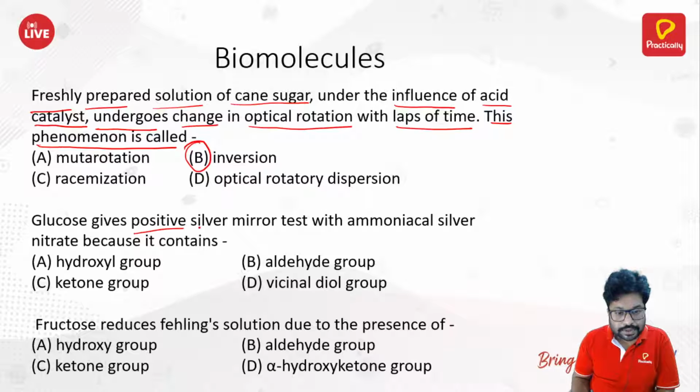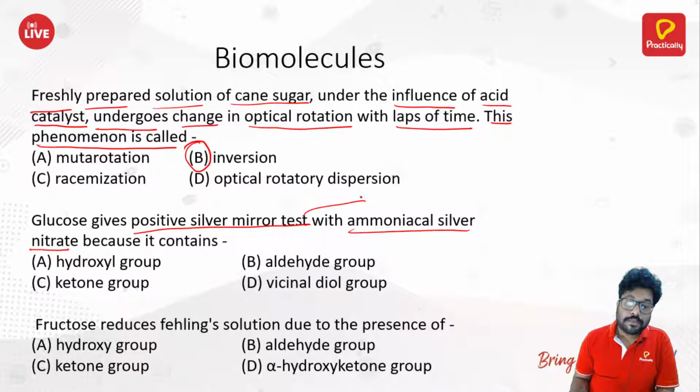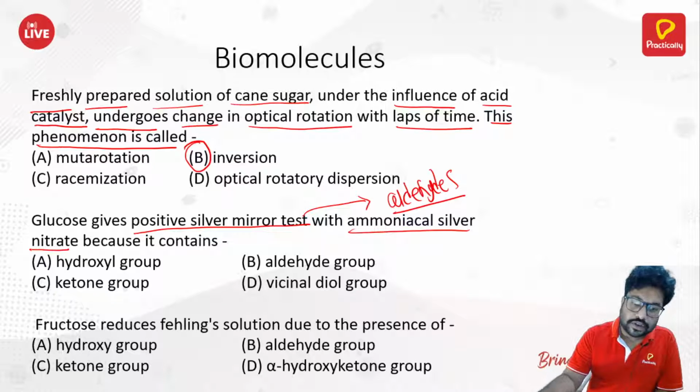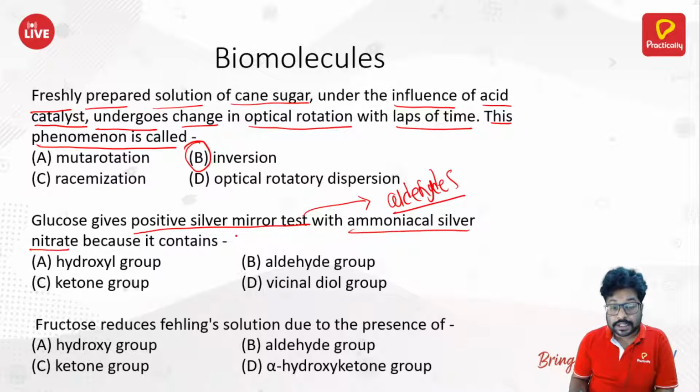Glucose gives a positive silver mirror test with ammoniacal silver nitrate because it contains, see, positive silver mirror test, that means Tollens reagent. So the only compounds which give Tollens reagent positive are aldehydes. Okay. And there is one more, I'll tell you that. So as far as glucose is concerned, glucose gives a positive Tollens reagent test because it has an aldehydic group in it.